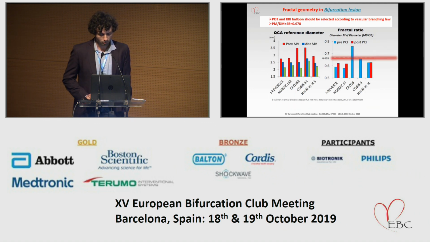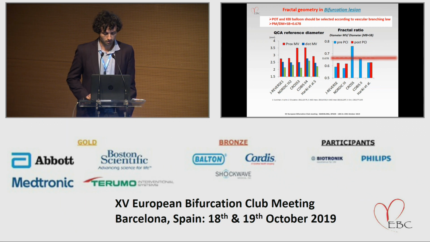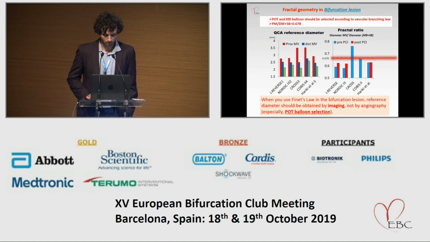Then Dr. Murasato referred to the appropriate size of POT and kissing balloons, and they should be selected according to the vascular branching law. We are all familiar with the Finet law of bifurcations. It's really simple to calculate and practical, but as Dr. Murasato pointed out, in bifurcation studies, this law using QCA reference diameter was not really fulfilled. As you can see on the right, the fractal ratio was not achieved.